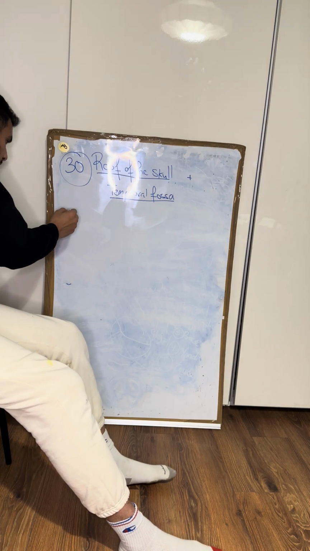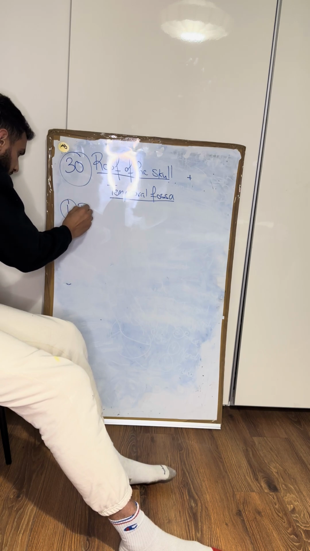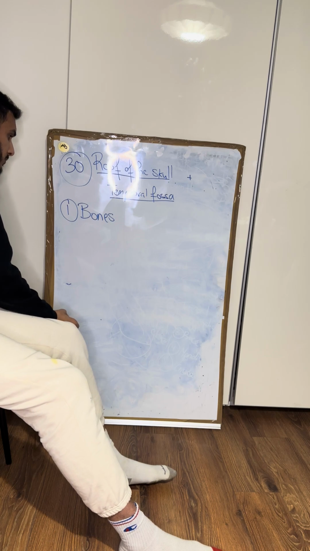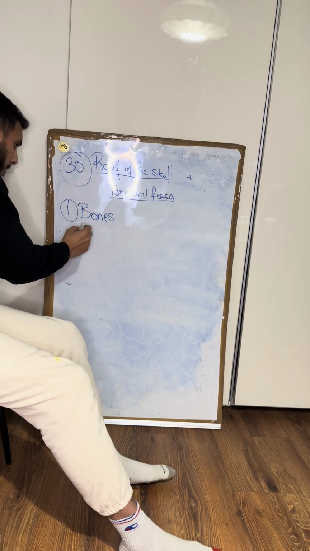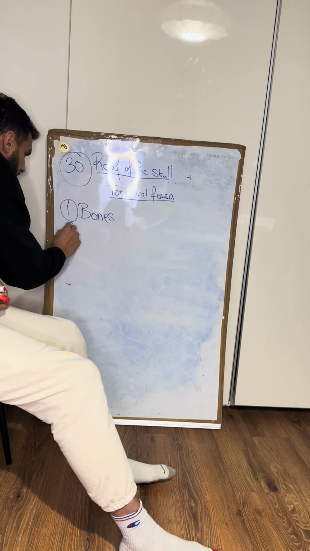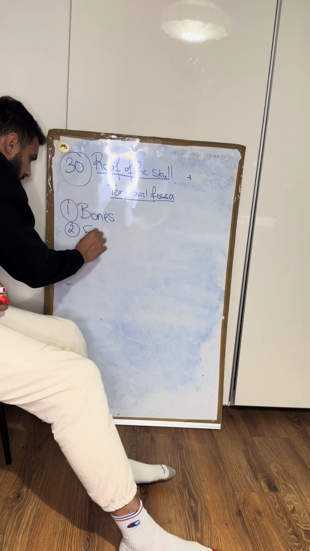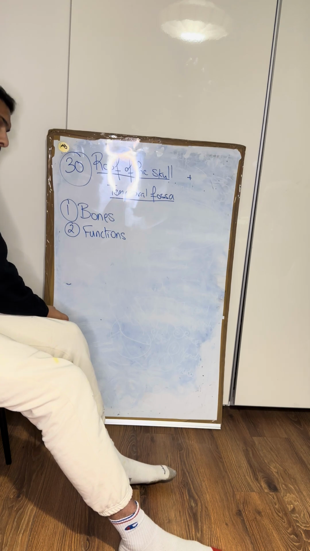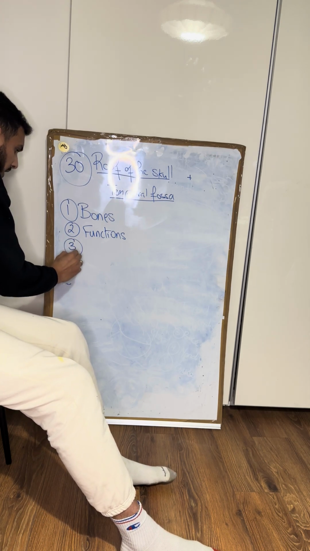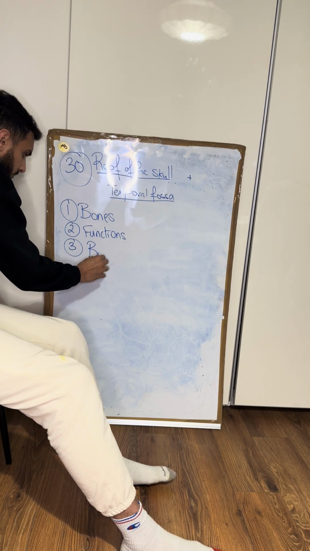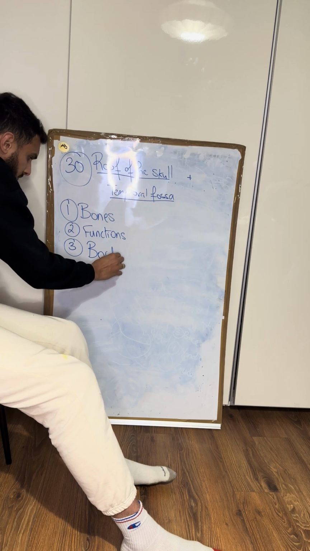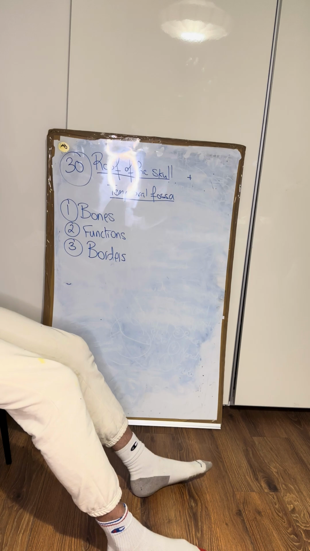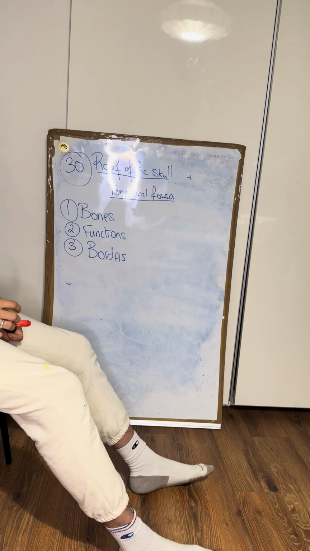Okay? So number one, bones involved. In that case, it's only the parietal bones and the frontal bone. No, I'll tell you now. Functions, number two, and borders, number three. What are the bones involved in the roof of the skull? Parietal, frontal, and occipital.